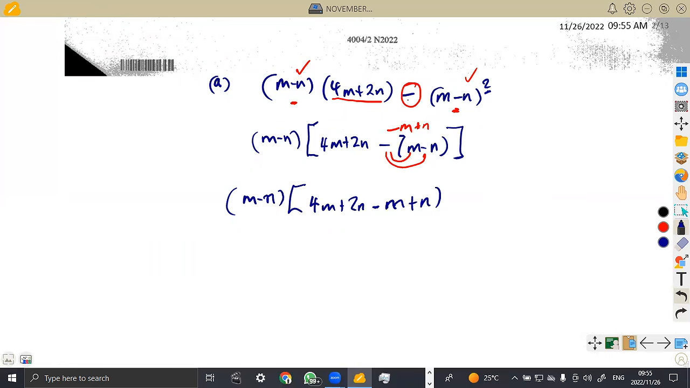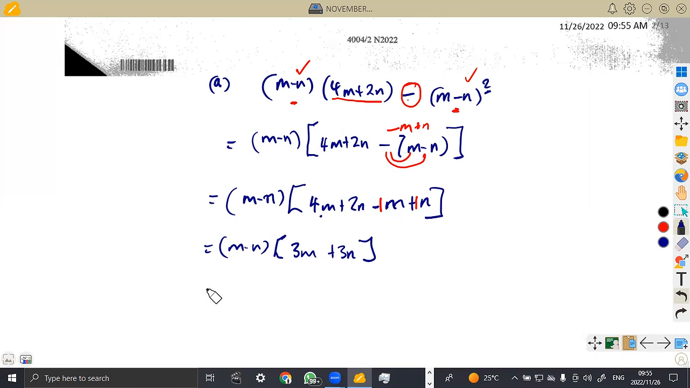So what do we have from this part? We can clearly see that we've got common terms that can be added or subtracted together. Which terms are we referring to? We've got m and m. So that is 4m minus 1m, which is 3m. Here we've got 2n plus n, which is the same as 1n. So 2 plus 1, that is 3n.